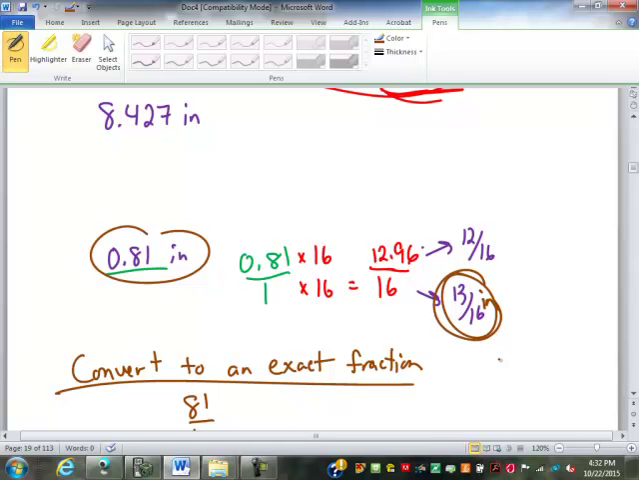Because you're going to have to measure this out with a ruler. On your ruler, you don't have a 0.81 anywhere, but you can find the 13 sixteenths.